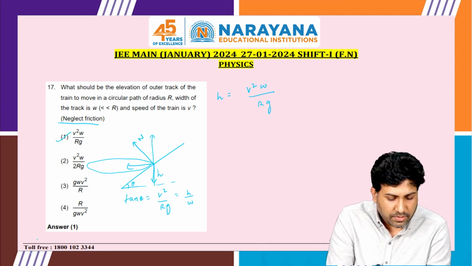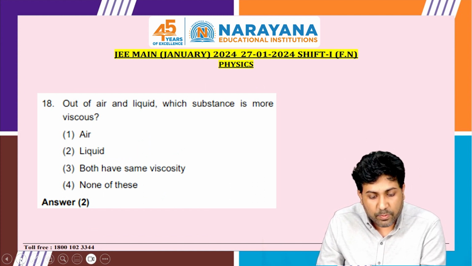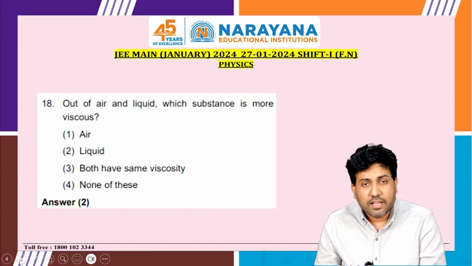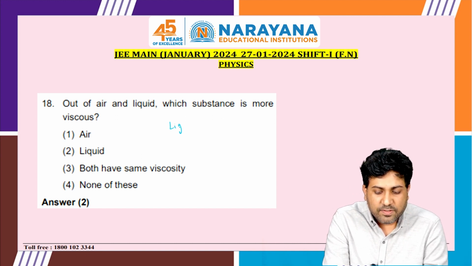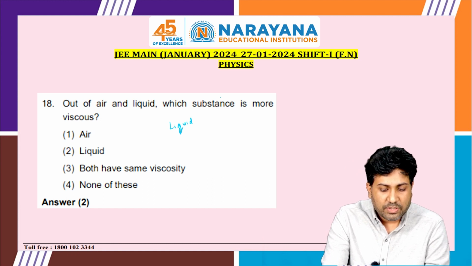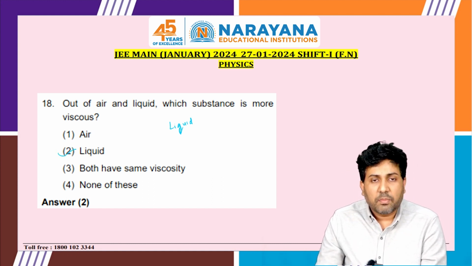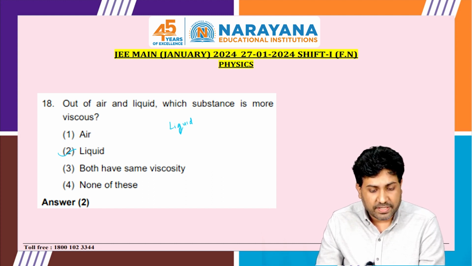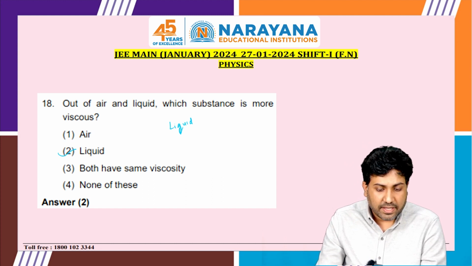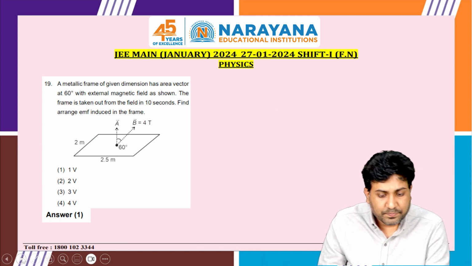Okay, let's proceed to the next question. Out of air and liquid, which substance is more viscous? So liquid generally has more viscosity than air. There may be some exceptions, but in general liquid has more viscosity, or liquid is more viscous than air. Okay, so the answer is 2. Let's move to the next question.